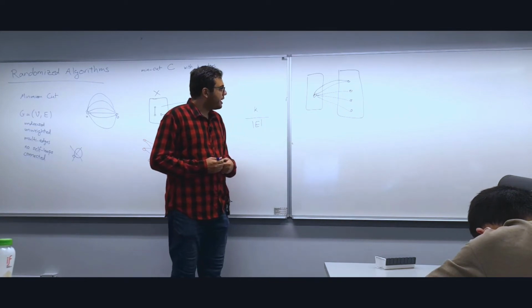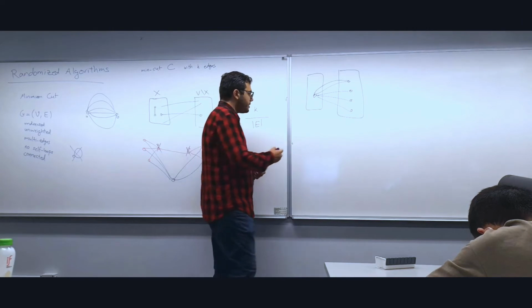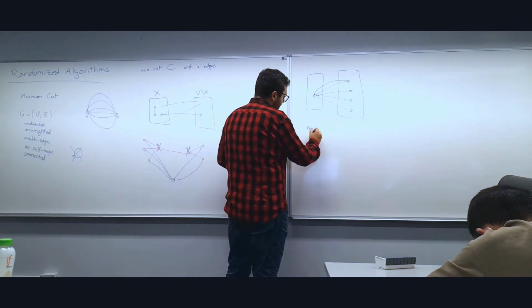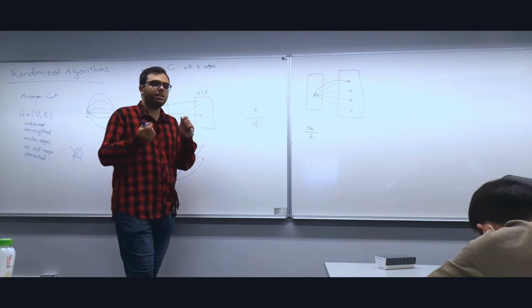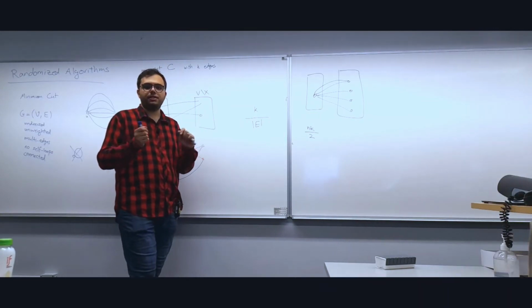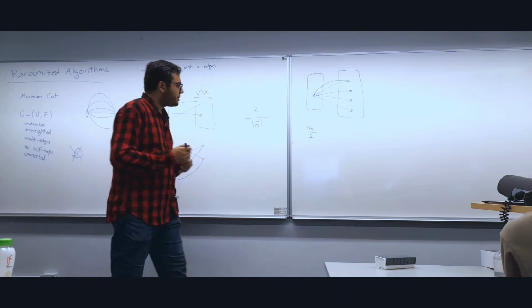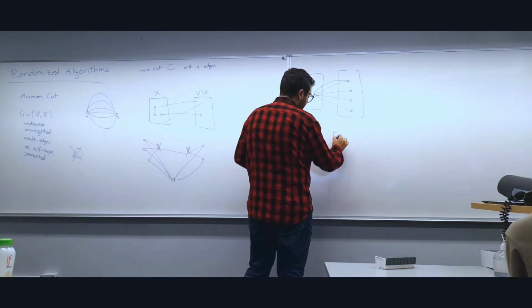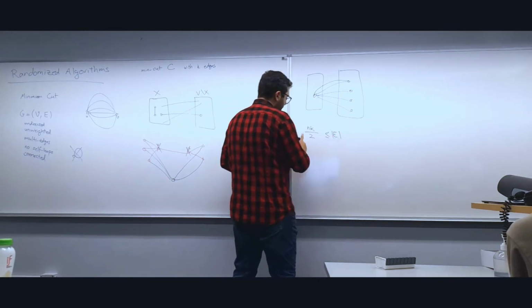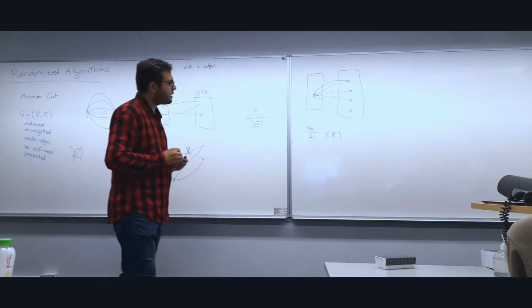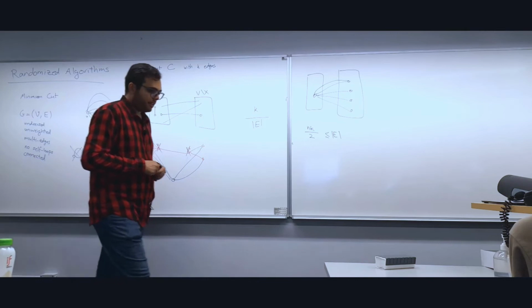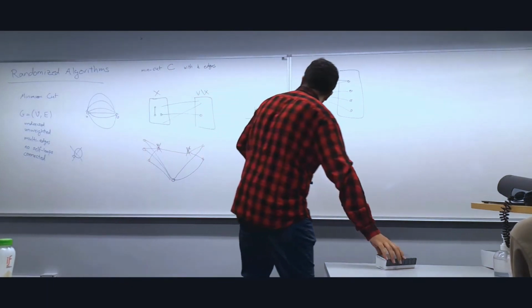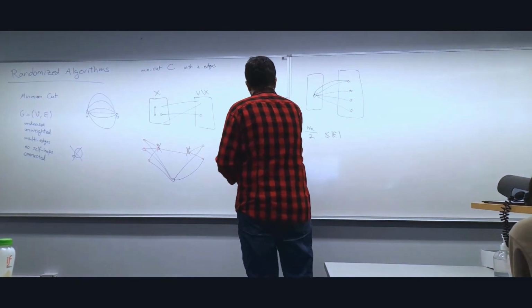And if every vertex has degree at least k, then I have at least n times k divided by 2 edges, right? Because each edge counts in the degree of 2 vertices. So basically what I proved is that the number of edges is at least n times k divided by 2. Okay. So now I can plug it in here.